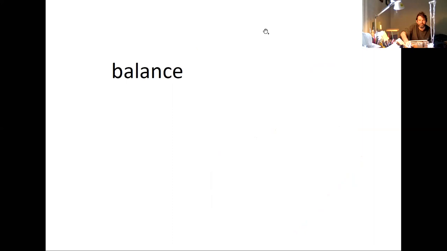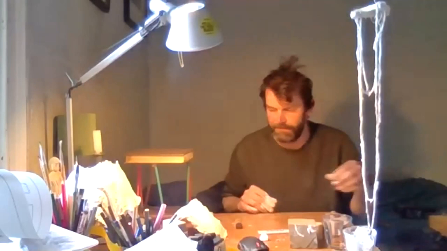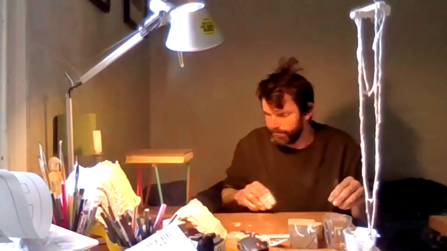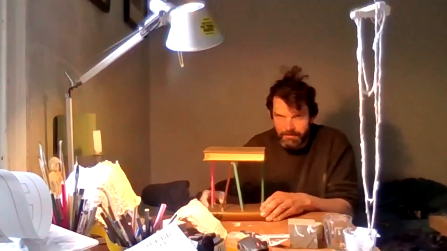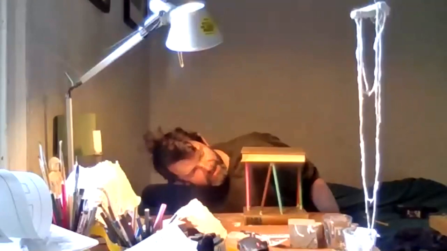So the next thing I was going to talk about is balance. Models are really useful for exploring balance. While the scaling thing is kind of difficult, actually the balance thing is a little more simple. So this is very delicate: the two volumes of Seven Pillars of Wisdom, quite heavy going, held up on 6 pencils.